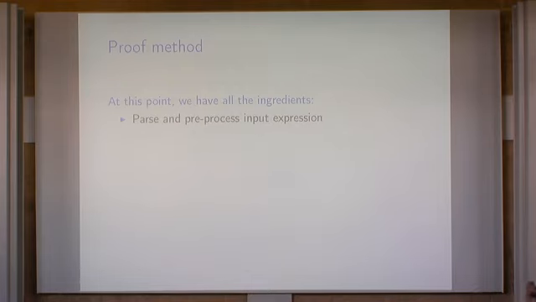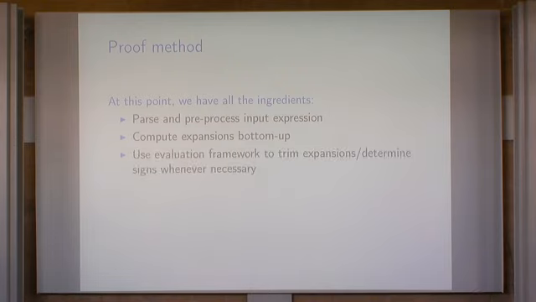Yeah, and at this point we have all the ingredients we need, so we can parse and pre-process the input expression. Then we compute the expansions. We just go bottom up. So we start with the leaves of the expression tree, and then we build up more and more until we have an expansion for the whole thing. And then we use the evaluation framework that I just explained to trim the expansion, determine the signs when we have to, and in the end we trim it again and determine the leading term, and then we can read off the limit.